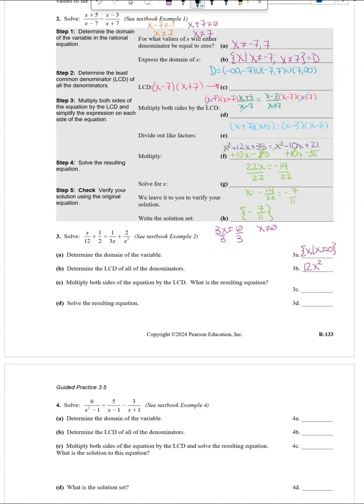Now we're going to multiply both sides, or I like to say each term, by the LCD, and then we're going to find our equation. I don't have a lot of room for this one, so we have x over 12 plus 1/2, and that equals 1 over 3x plus 2 over x squared. Okay, so now we're going to take each of these and multiply them by 12x squared.